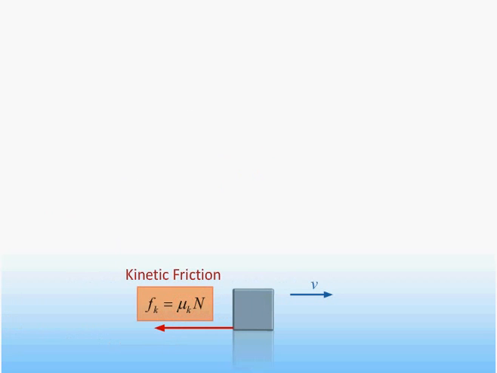In particular, we assume the magnitude of the kinetic frictional force is always equal to the product of this coefficient and the normal force each surface exerts on the other. The direction of the kinetic friction force always opposes the relative motion.